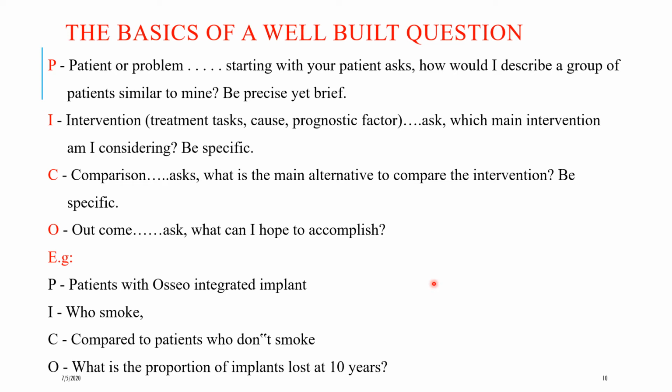One more example. A patient comes to you with an anterior tooth which is broken due to trauma. Assume that the fracture is class 2, that is dentin is exposed. So the patient has trauma to anterior teeth. For the intervention, you may go for GIC or you may go for composite. So compare composite and GIC. Outcome: which one will give the best result?